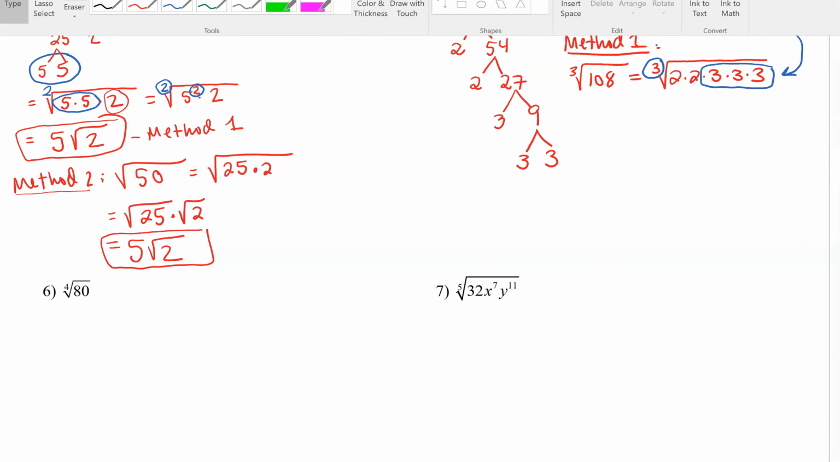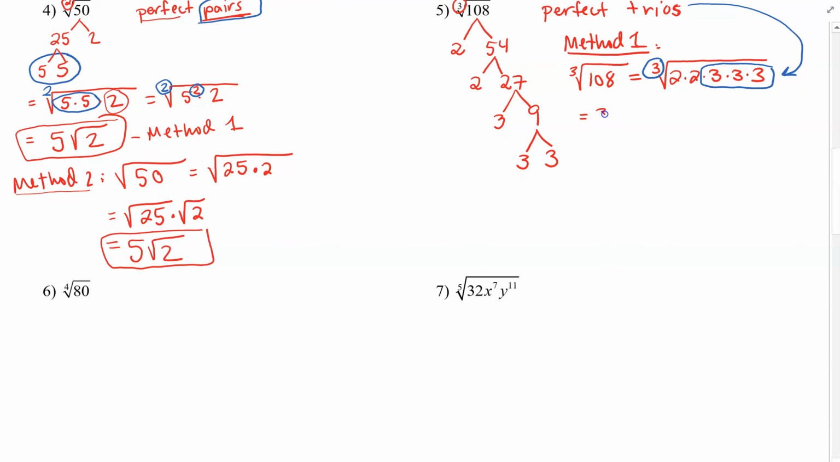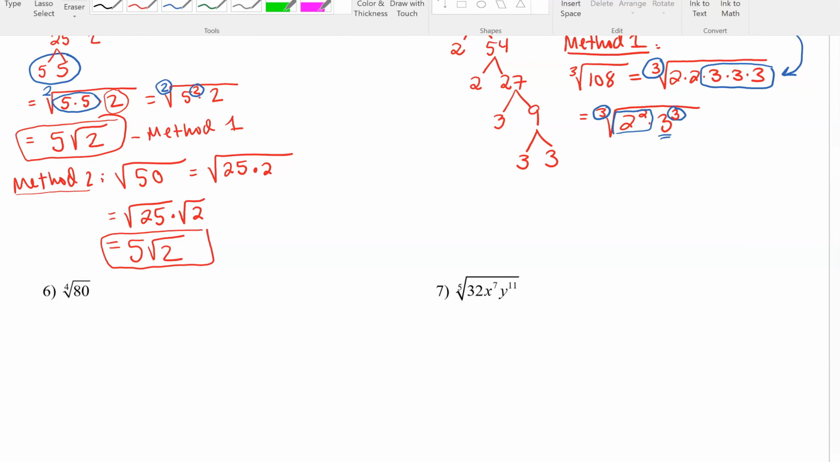And then to really drive the point home, we can think of this as 2 squared and 3 to the third. And we notice that the exponent of 3 matches the root, right? The index matches the power, indicating once again that 3 is a perfect cube root. I'm taking the cube root of a perfect cube, and I end up with just 3. Whereas 2 is not a perfect cube, so the 2 squared will have to stay underneath the cube root sign.